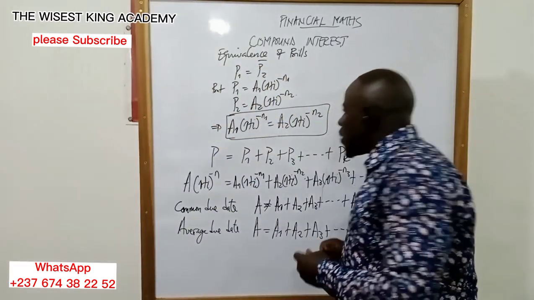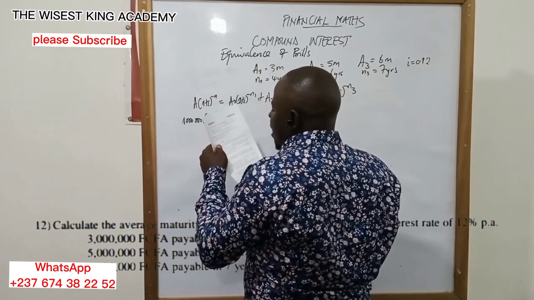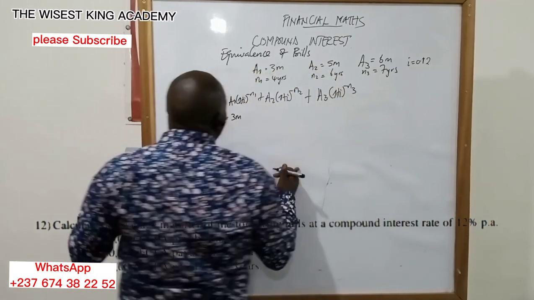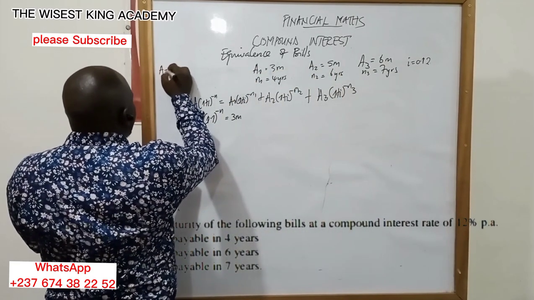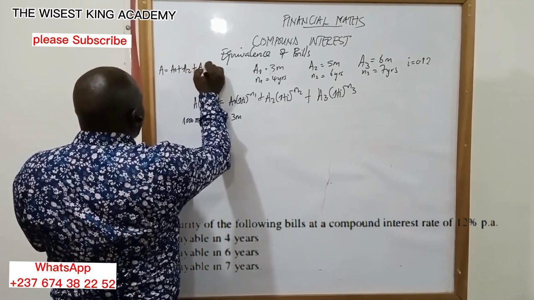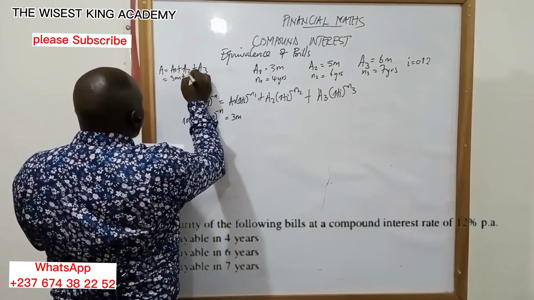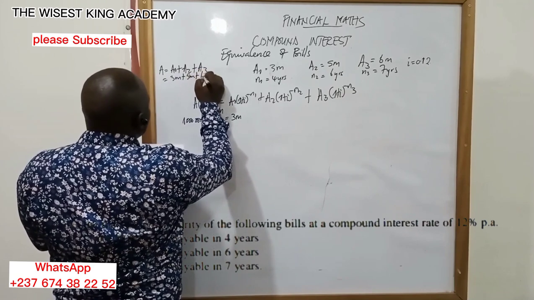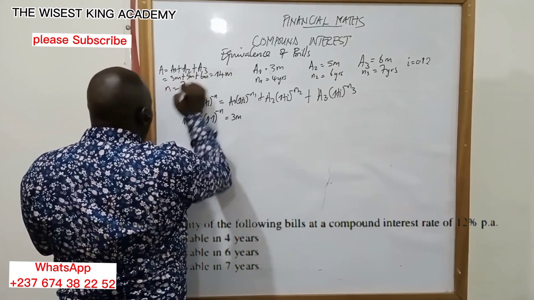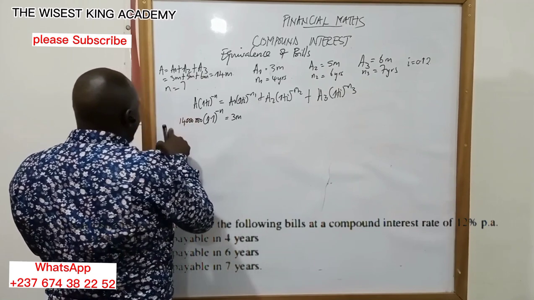So we are going to pick up two examples. The first: 3 million payable in 4 years, 5 million payable in 6 years, 6 million payable in 7 years. Since they say average maturity, it means that A will be equal to A1 plus A2 plus A3, which is 3 million plus 5 million plus 6 million, equal to 14 million. The n here we don't know.